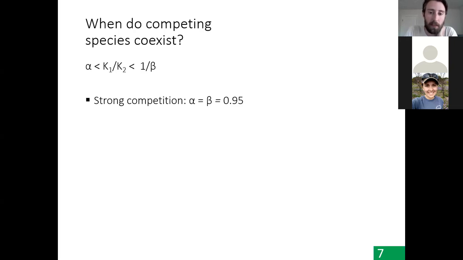Okay, so say we have that number. Can the species coexist? If we substitute in that 0.95 for alpha and beta in that inequality, we get 0.95 is less than K1 over K2, which is less than 1.05. You can see that this will work if K1 over K2 is very close to 1. So if it falls between 0.95 and 1.05.